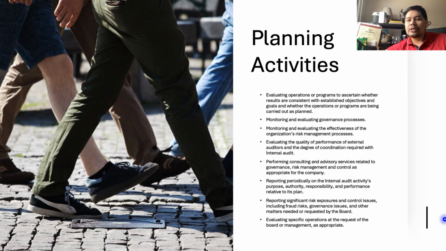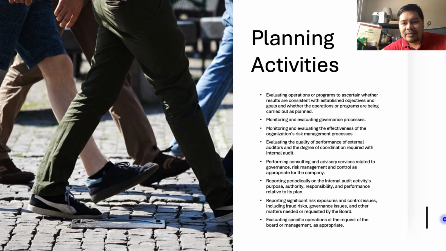Okay? Also included here is reporting periodically on the internal audit activity's purpose, authority, responsibility, and performance relative to its plan. So at least we should give an update to our audit committee on the progress of our audit with regard to our plan. We also have to check the internal audit charter if the purpose, authority, and responsibility are still valid, because possibly there are changes in our organizational structure or in the scope of our audit work, so we need to update them. Remember that we can also include in the internal audit charter the audit plan, or the common engagements that are performed in the internal audit activity.